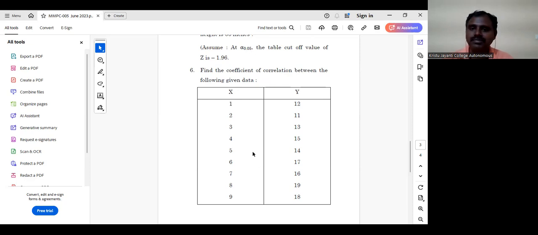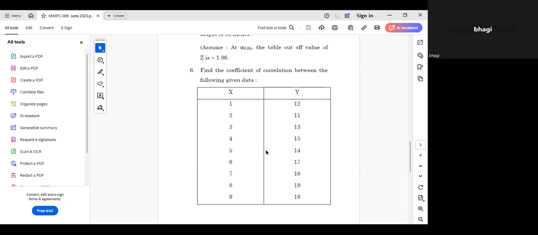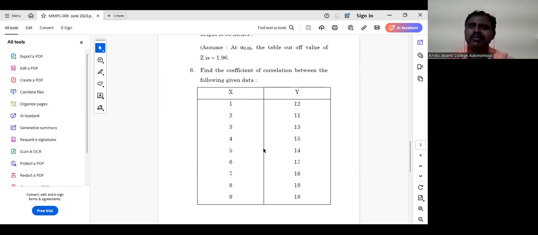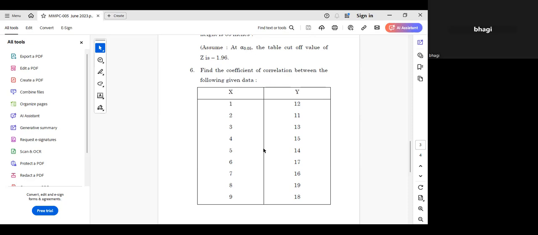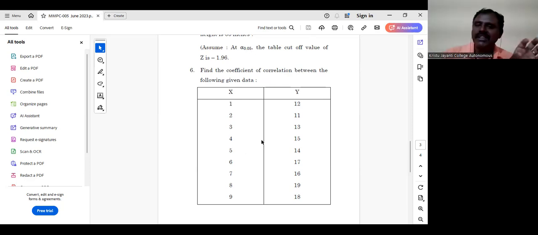Hope everybody is clear now. Sir, for this problem, can we directly use the formula, give the values and write the answer? For 20 marks, do we need to explain the formula also? No, that is not required. You write the formula, follow the procedure to calculate using the table, substitute the values, and you'll get the answer. You don't need to explain any concept here, even for 20 marks. They are only asking to find the coefficient of correlation between the given data, so you only calculate and find the answer. That is enough for this question.